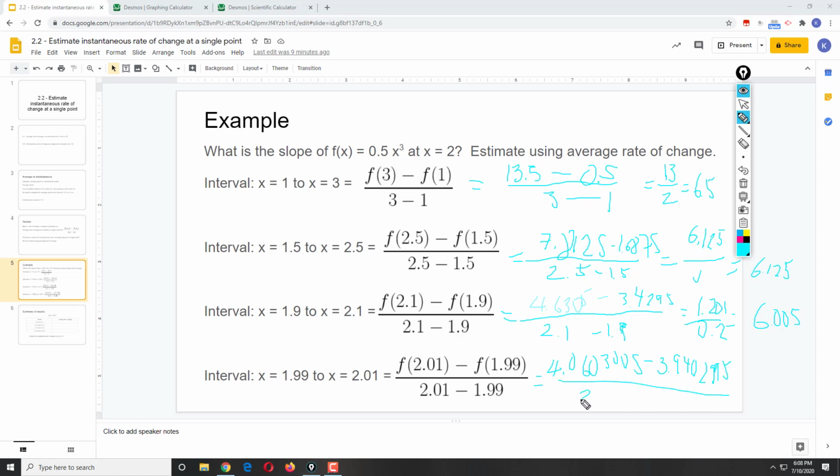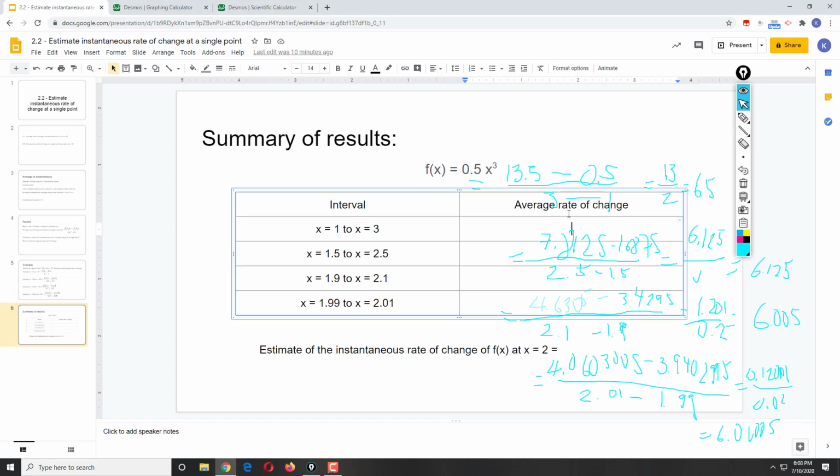Over 2.01 minus 1.99. When we do the subtraction, we get 0.0001 over 0.02. Calculate that, and we get 6.00005. So we see that the slope is getting closer and closer to 6.